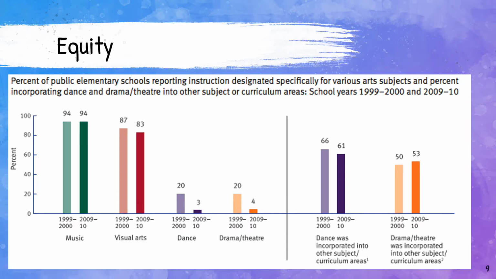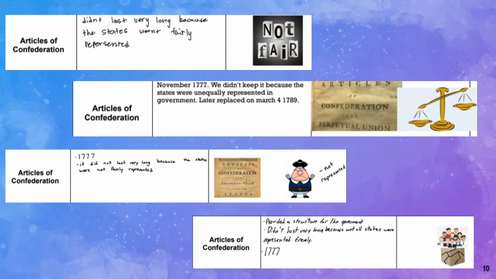Integrating art into core academic curriculum provides equitable access to art education. This chart, published by the U.S. Department of Education in 2014, shows the difference between the number of public elementary schools that provide art education as a dedicated course of study. You can see that as the arts are integrated into core curriculum, the number of students receiving instruction in the performing arts increases by 50 to 60%.